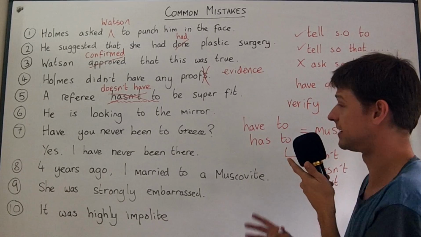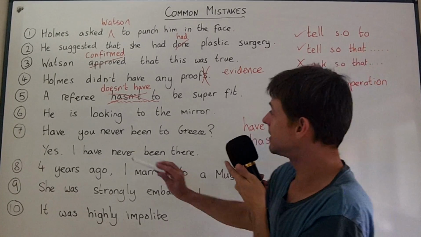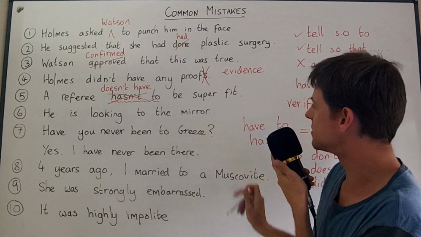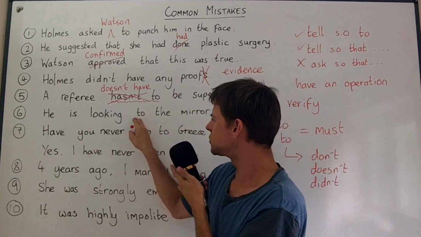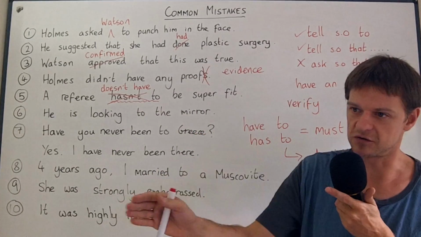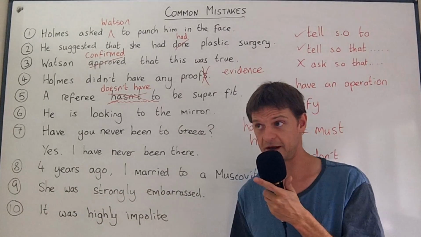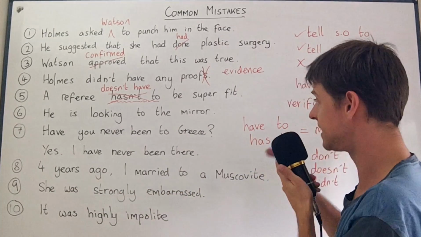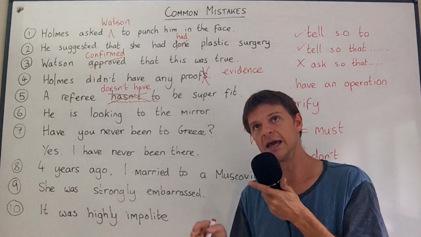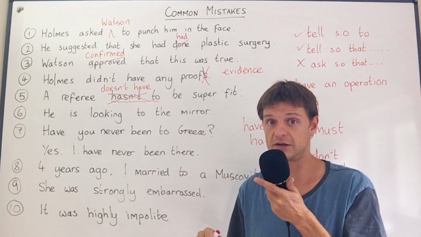Maybe that's a better example. I didn't have to work on Sunday because there were no lessons. Okay, number 6. He is looking to the mirror. No. To is for movement. It's when you're going to somewhere, or driving to somewhere, or running to somewhere, or flying to somewhere. It's movement. And looking is not movement. It's just you're standing still when you look.